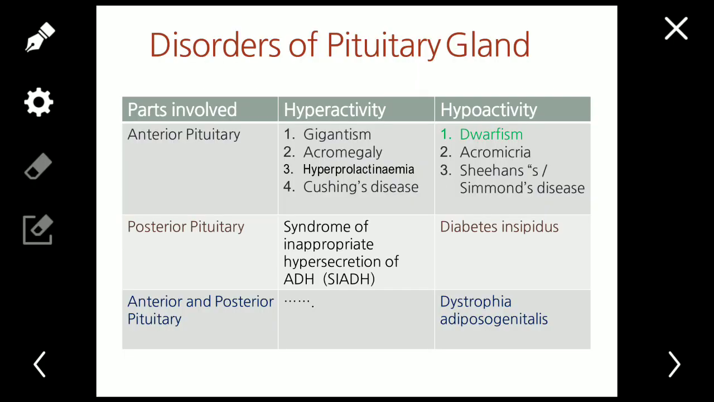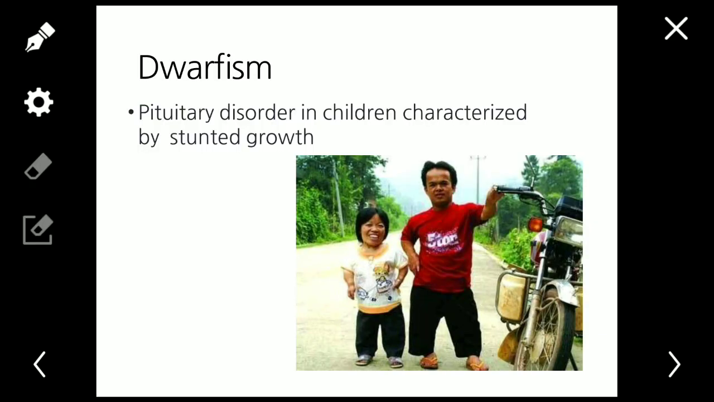So next will be the hypopituitary disorders. In this we have dwarfism first. Dwarfism is a pituitary disorder seen in children characterized by stunted growth like this.